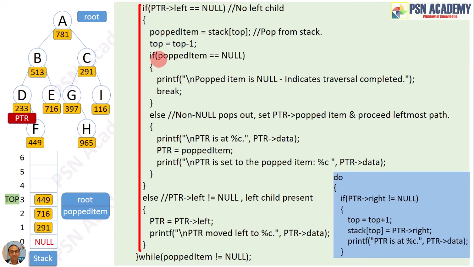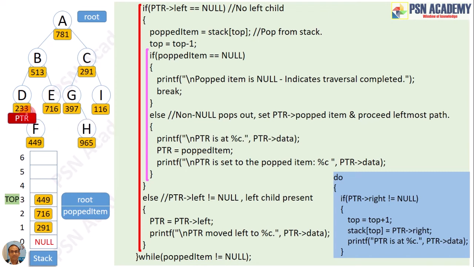And after that, there is another if-else block inside. That means after popping the item, we have to check in the popped item variable whether the item that has been popped out is null or not. If it is null, then you declare that your traversal is over and you write this break statement to stop the loop. And if not, that means some non-null value has come out, then you set PTR to popped item.